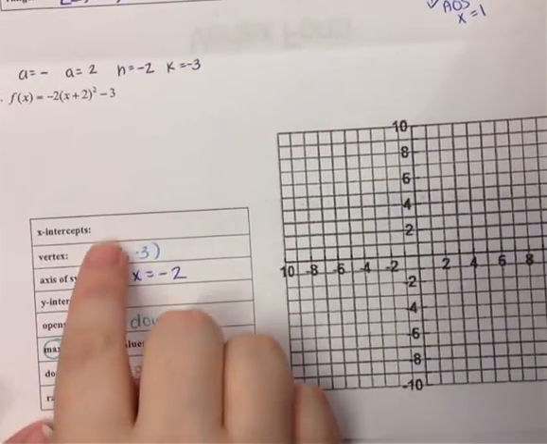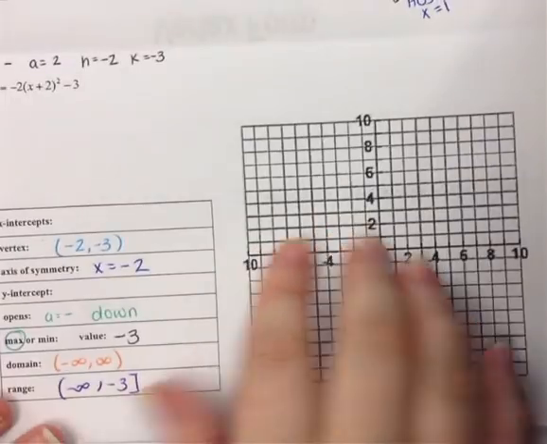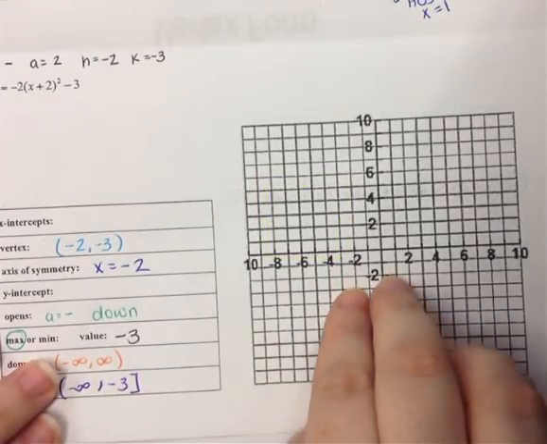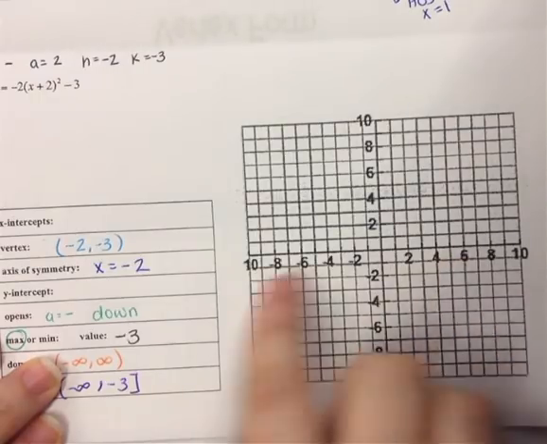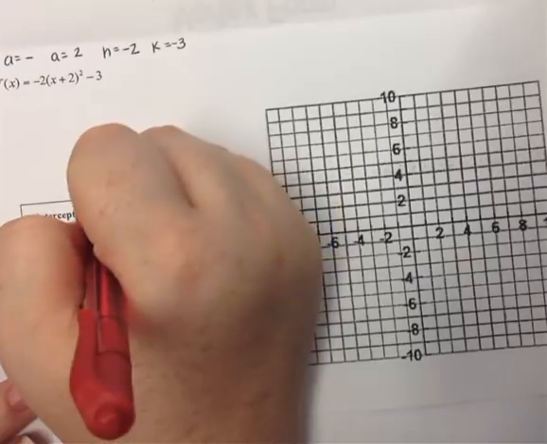Now, we can actually determine if there will be x-intercepts or not. So our vertex is at -2, -3, so it's right here. Then it's opening down, so it's going to come this way. It'll never cross the x-axis. So we can actually say that there are, in fact, no x-intercepts, so there are none.